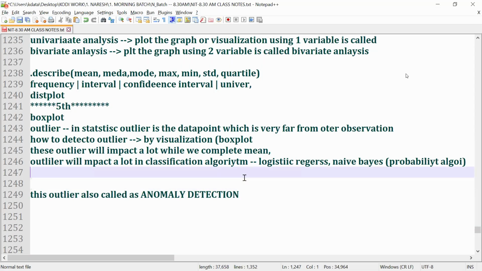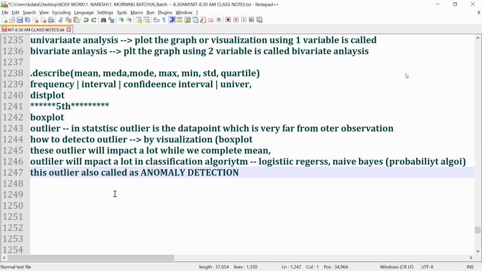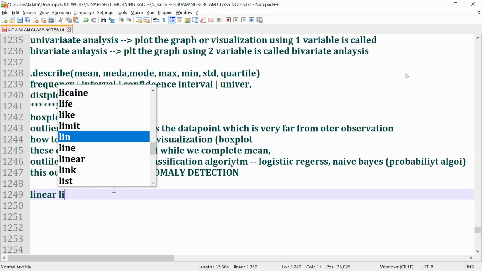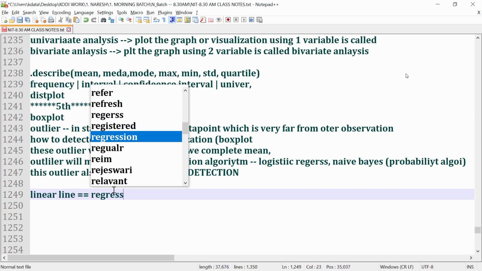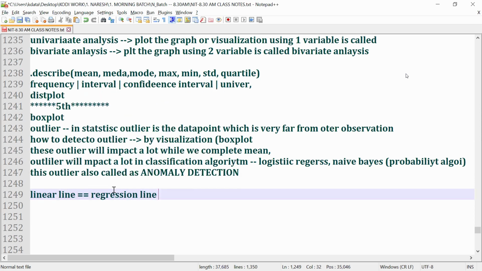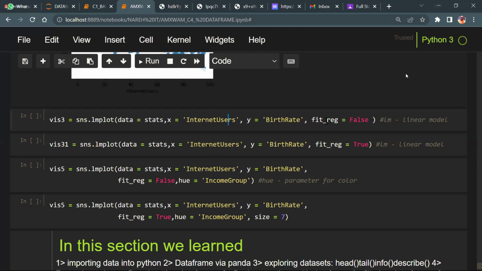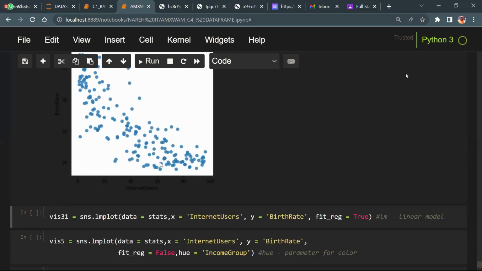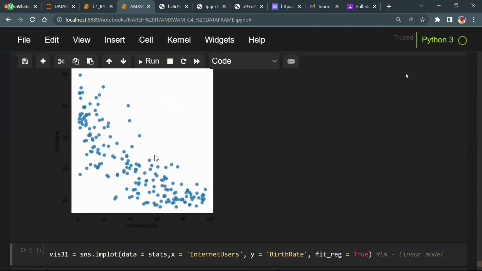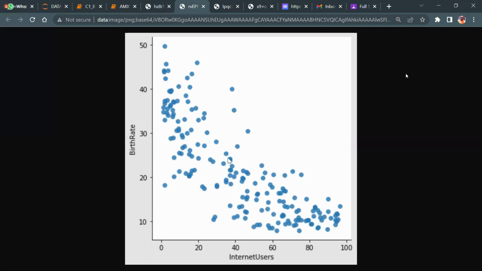The linear line is also called the regression line. Why? I will tell you later. No need to worry. Just minimize it. And I can say that fit regression equals false. Now, do you see any difference between this graph and this graph? What patterns do you find? The regression line is missing or not? The straight line, the linear line, in the LM plot is missing over here, isn't it?